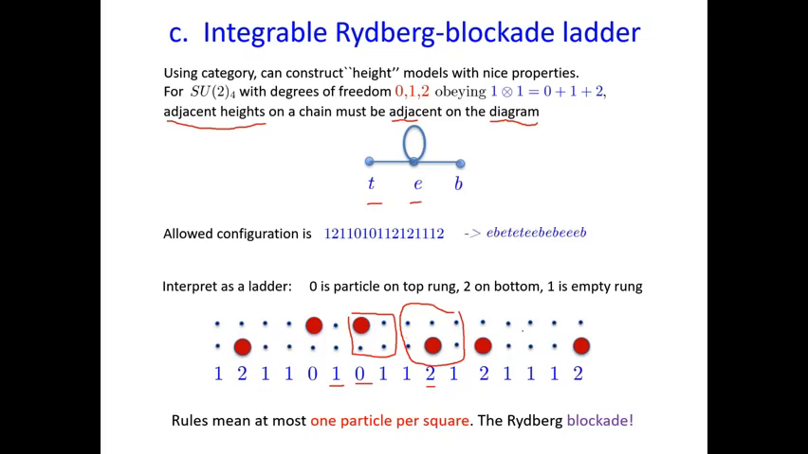So anyway, I'm going to use from now on, instead of 0s and 1s and 2s, which have no intuitive value, T, E, and B: T for the top particle on the top rung, E for empty, B for the bottom part of each rung. And so this configuration, again, if I didn't screw up, translates to that.